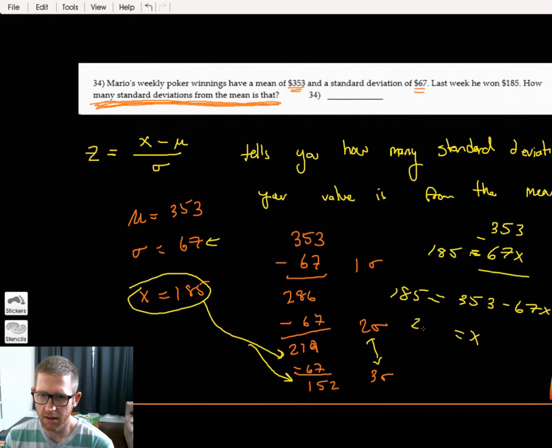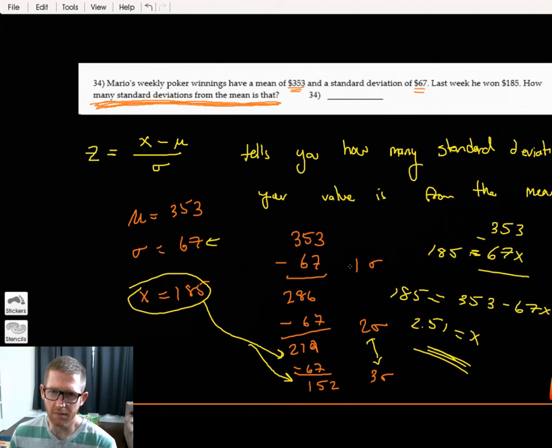You end up getting 2.5 or 2.51. That's how many times you have to subtract 67 from 353 to get 185. So you get the same answer, but you approach it a different way. It all depends on how you're thinking about this problem. But this is a good question to understand how to interpret z-scores, what they mean. They tell you how many standard deviations you are away from a value, and then calculating z-scores is very easy if you have the formula. And that's all I got for that problem.